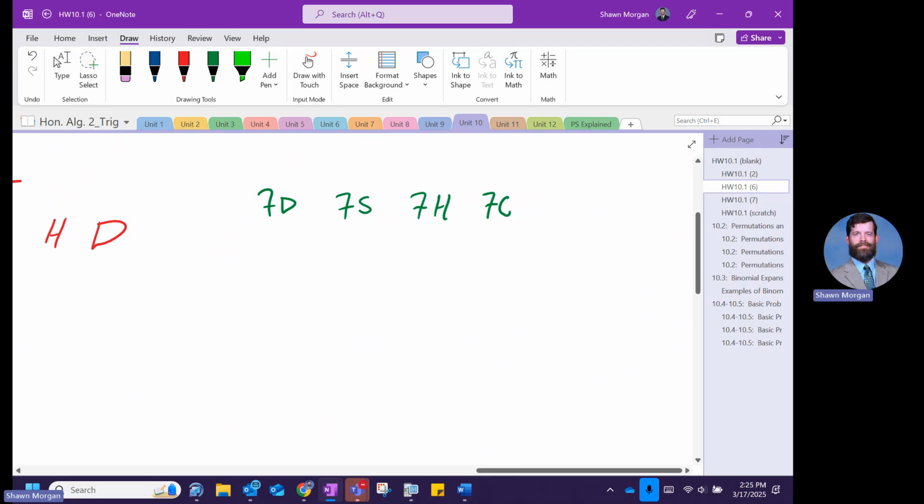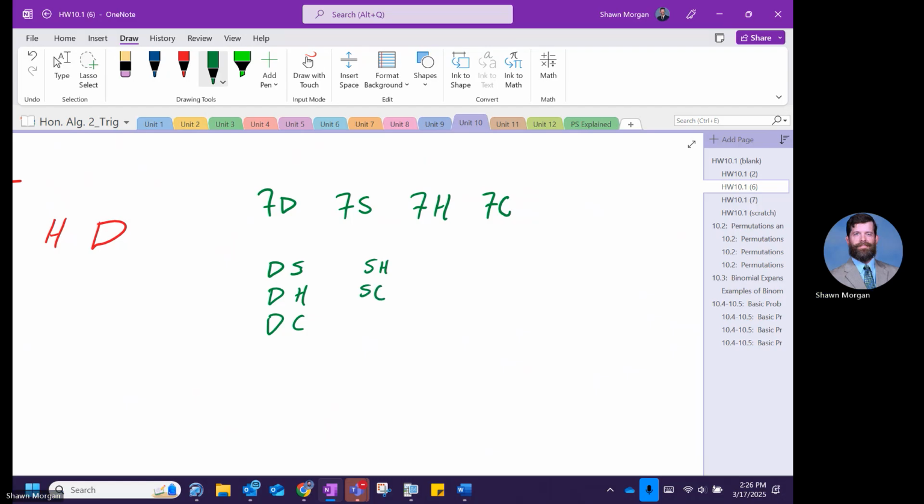Now, we're going to use that notion of brute force here. We're going to say, hey, let me get a diamond and a spade, a diamond and a heart, a diamond and a club, and then I'm done with diamonds, aren't I? Then I got a spade and a heart, spade and a club. Why not spade and diamonds? Because we already did spade and diamonds. And then heart and club. So how many different pairs of 7s are there? There's 6 pairs of 7s.